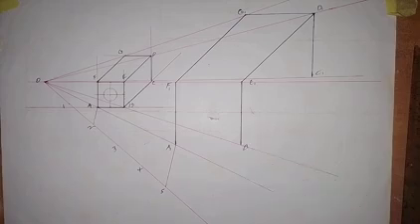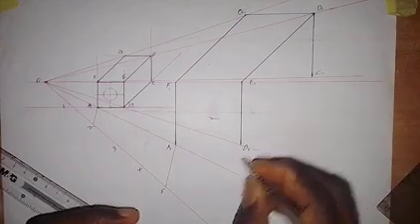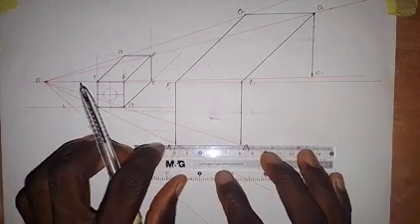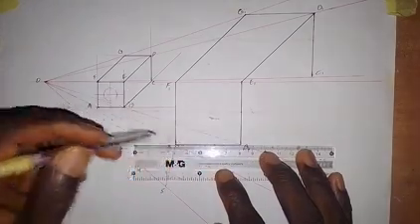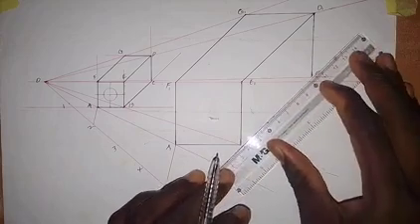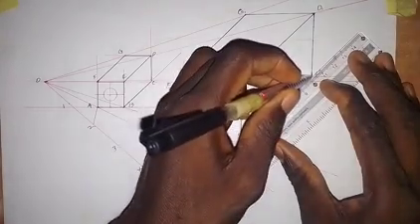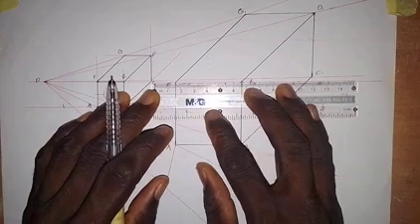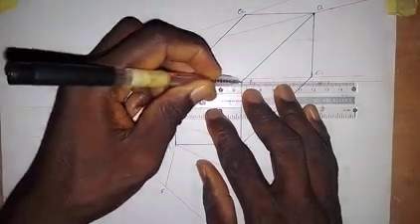Okay, so then I can just join A1, B1 together. So this is it. I join this together like this. Then I will join B1, C1 together. This is it, B1, C1. We join together like this. And then F1, E1. We join them together with a straight line like this.